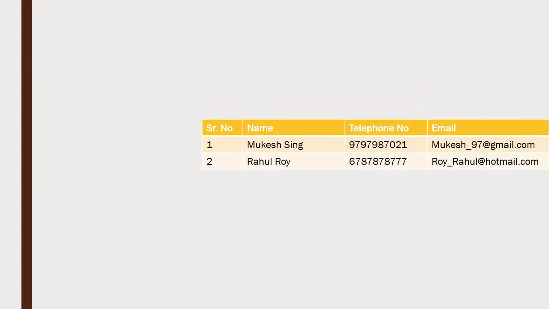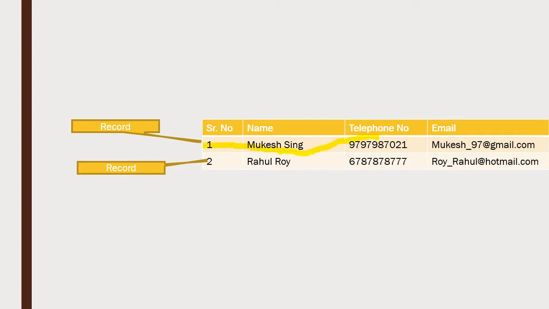We can understand through this table the meaning of rows and columns, fields and records. Let's see, here there are two records. You can see this is the record. I will show you through the highlighters. This is the first record, and this is the second record.